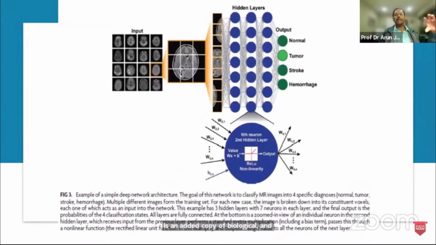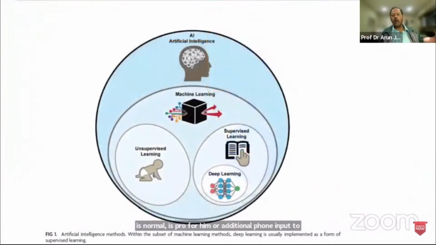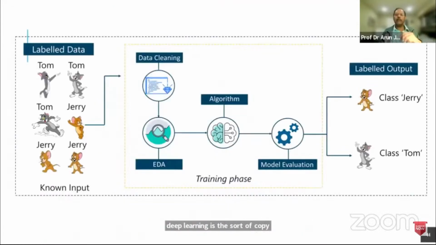Once you put in a given input, there is image processing, and then there are what are called hidden layers. At the end, we want to find out what is happening, whether it is a tumor, whether it is normal, a stroke, or a hemorrhage, from input to output. Therefore we have all these deeper layers. So deep learning is a copy of a subset of supervised learning.